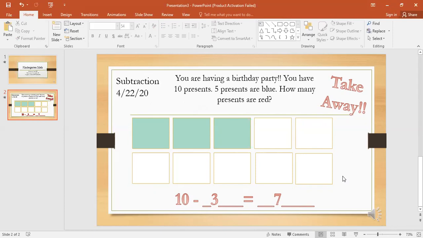So great job today, guys. We learned 2 ways that the number 10 can be broken up through subtraction. So remind me, guys, when we do subtraction, we are doing what? Good, taking away from our total number.